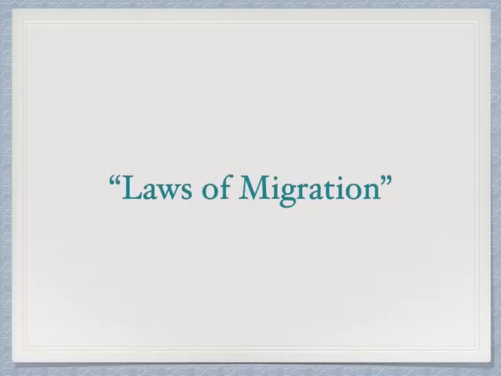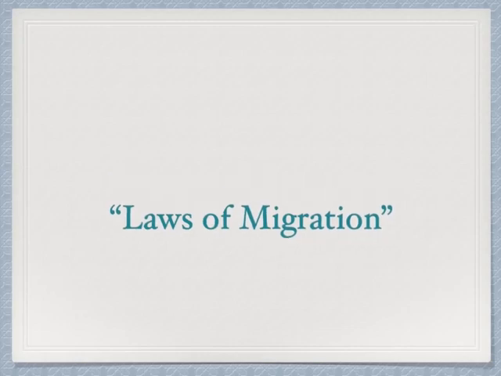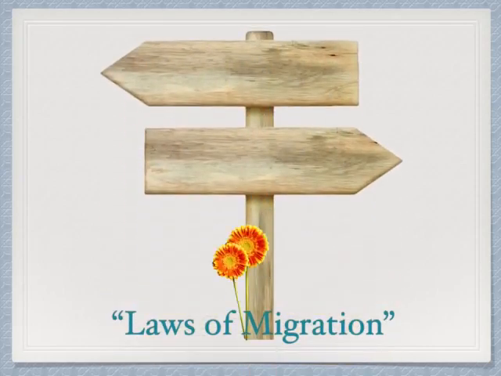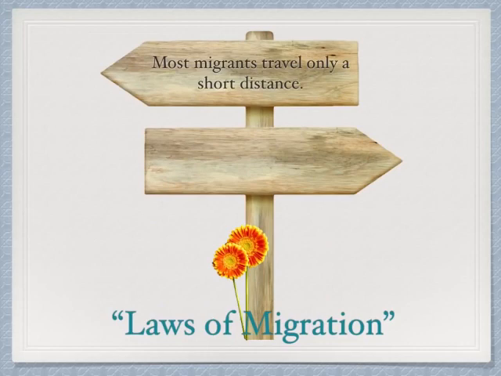One of the interesting things about migration is that it tends to follow certain "laws." Now notice these are in quotes because they're not set in stone. It's just that they're very commonly observed. The first law of migration is that most migrants only travel a short distance. International migrations, until recently, really weren't that common.